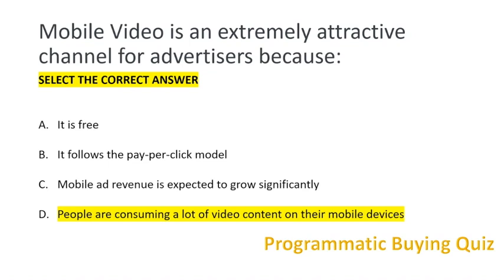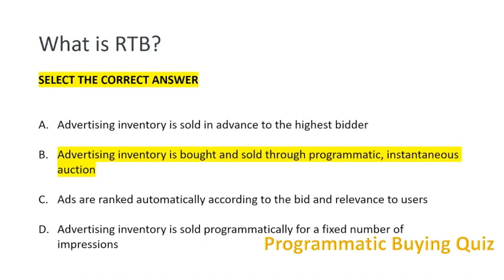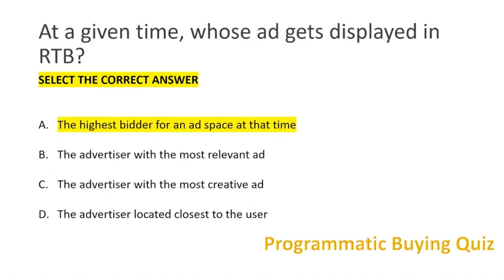Mobile video is an extremely attractive channel for advertisers because people are consuming a lot of video content on their mobile devices. What is the role of DMP? A. Track users' behavior and demographic data. What is RTB? A. Advertising inventory is bought and sold through programmatic, instantaneous auction. At a given time, whose ad gets displayed in RTB? A. The highest bidder for an ad space at that time.